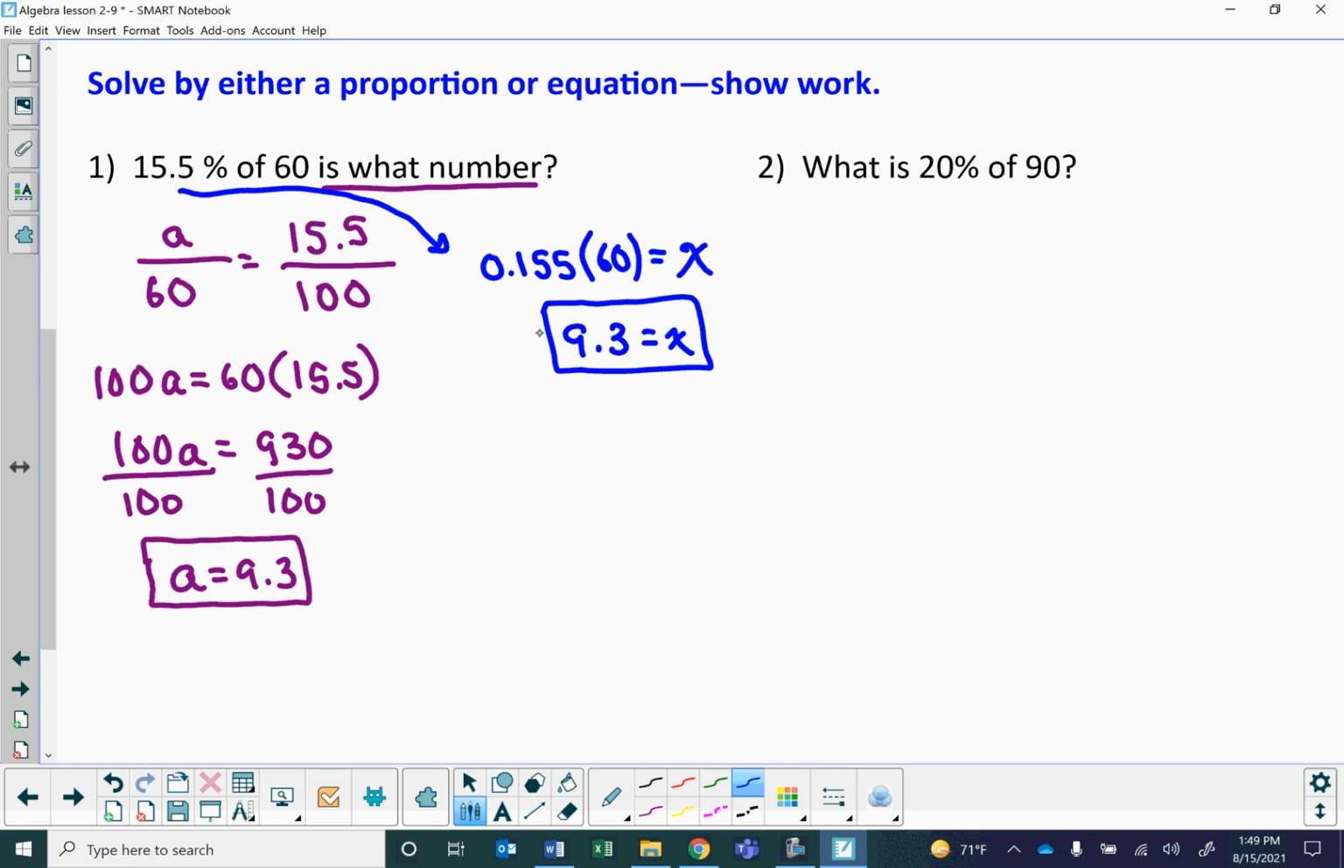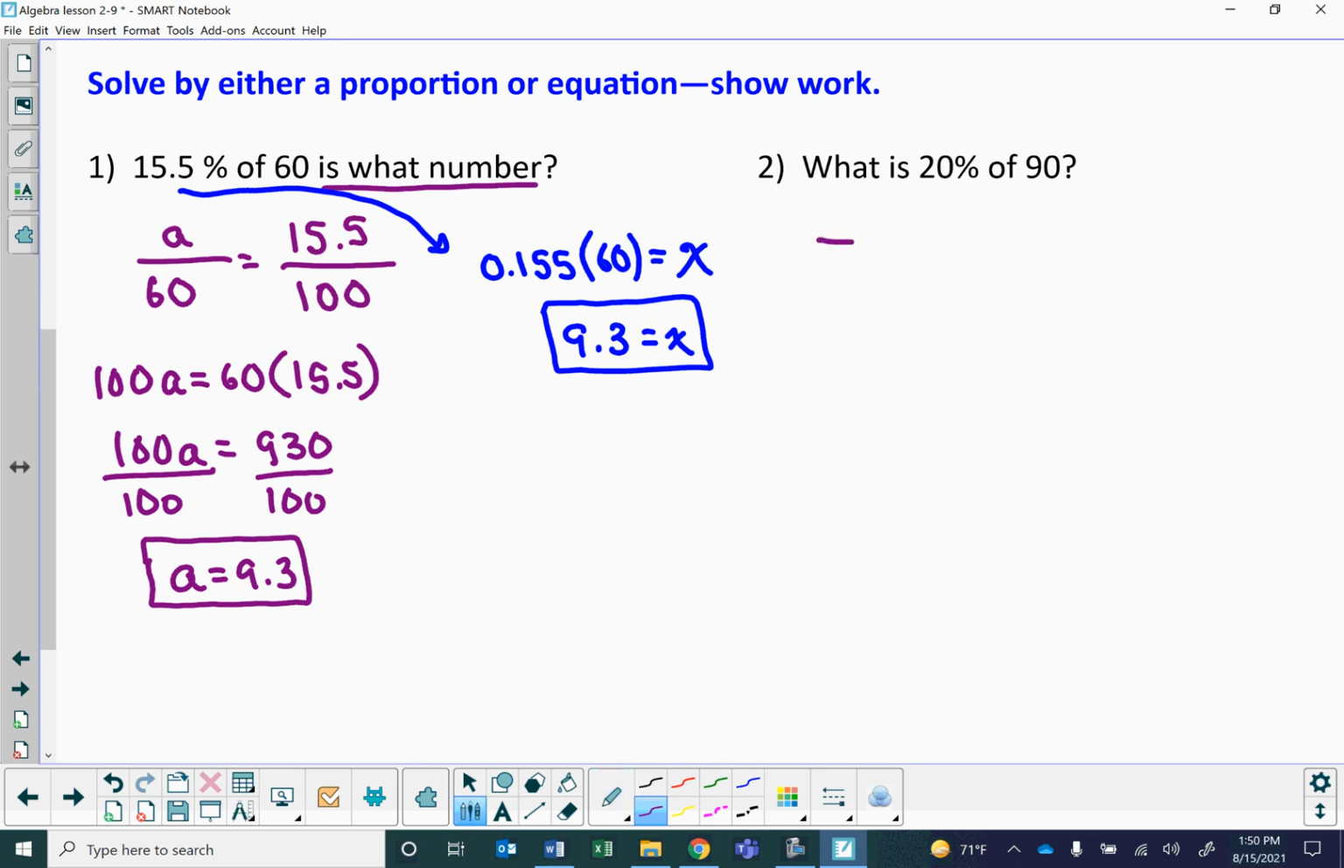Some people like the equation better. Some people like the proportion better. Figure out what works best for you and see how you can set them up and be consistent. Number 2 says, what is 20% of 90? Okay. What is 20% of 90?